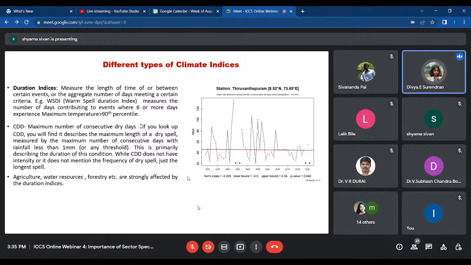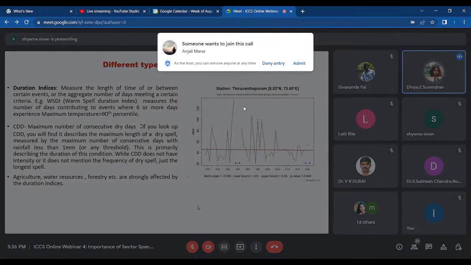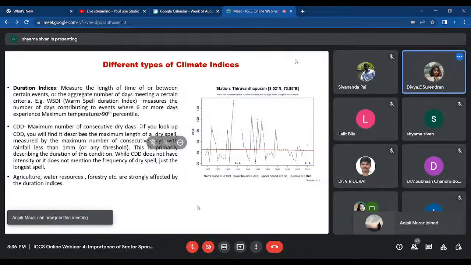Another important one is the number of consecutive dry days. Here it is considered as if the precipitation is less than 1 millimeter. So how long that particular condition continued in a year. From the figure we can see, from 1970 to 2020, the number of consecutive dry days: in the year 1970 it was around 45 to 50. In the year 1971 the spell was more, around 90, when precipitation was less than the particular threshold.